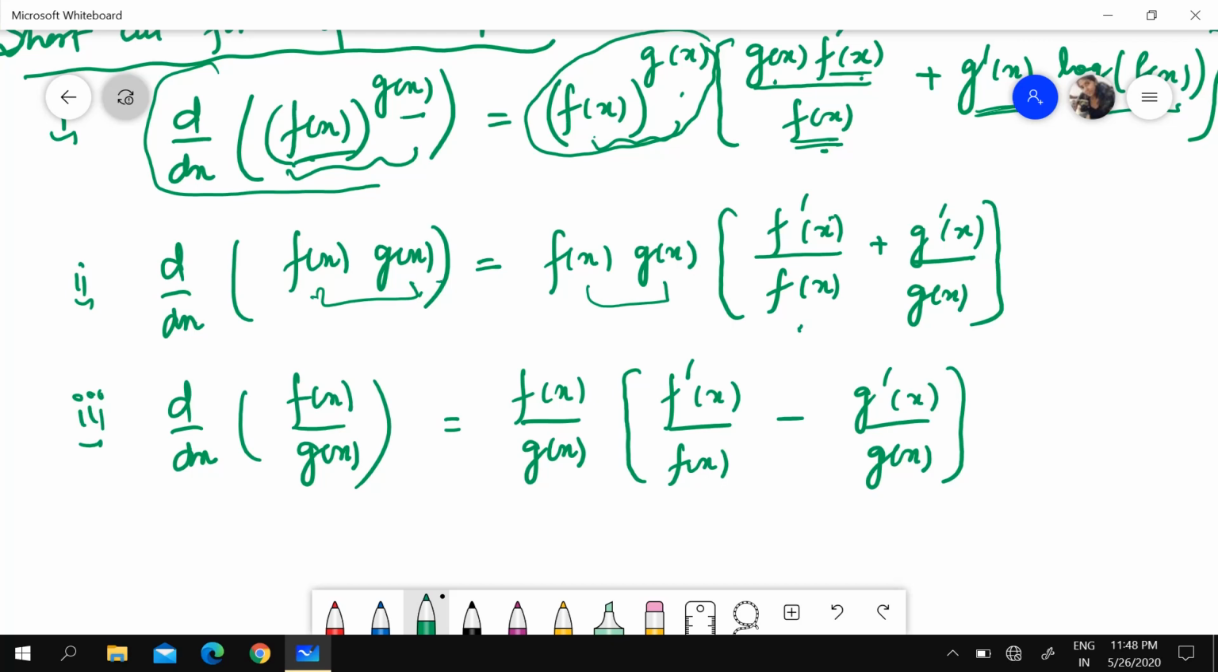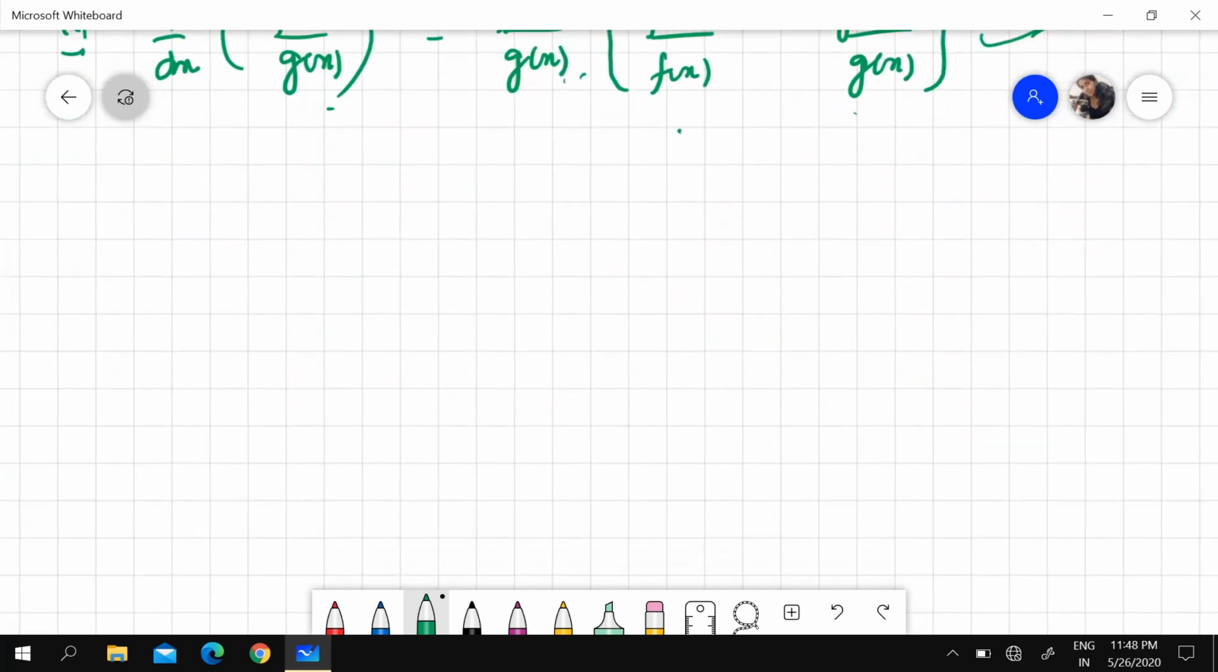Derivative of second function divided by the second function. If it is a quotient of two functions, then quotient as it is, derivative of numerator upon numerator minus derivative of denominator upon denominator. So we can apply these shortcuts for solving the objective questions or multiple choice questions which we are going to get in the exam.